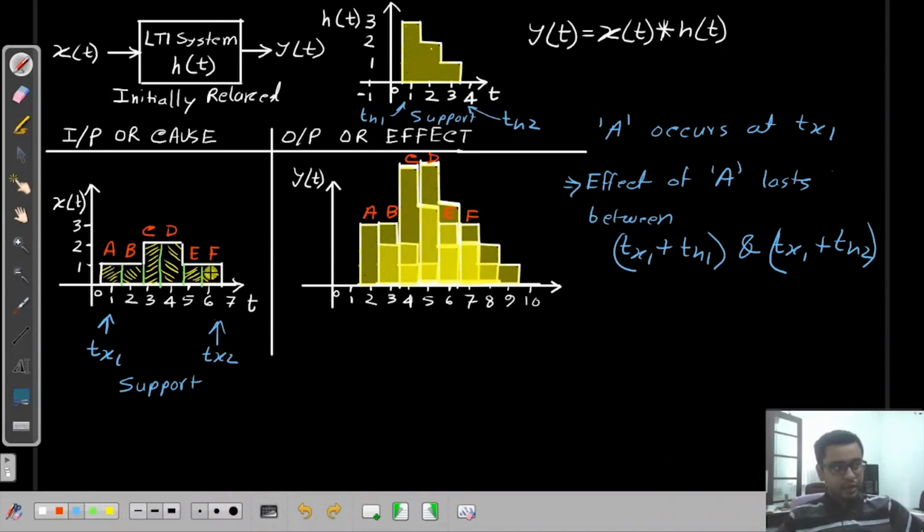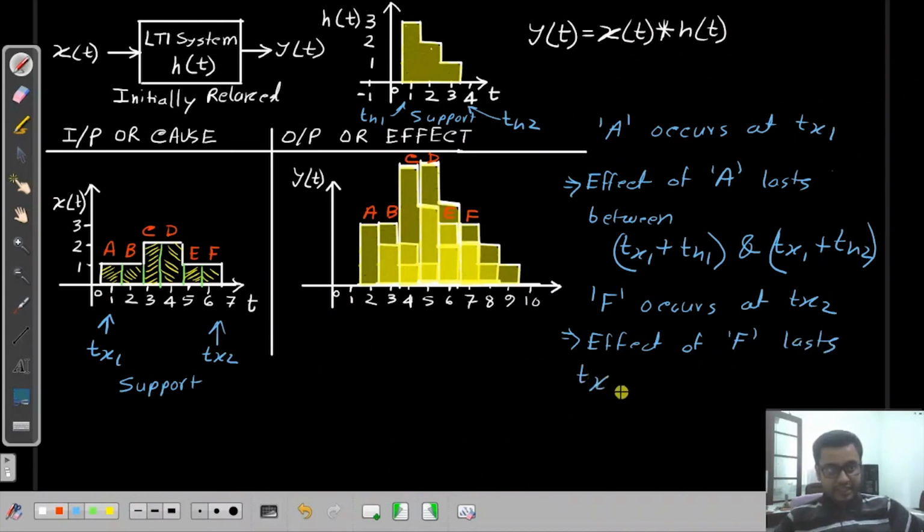Similarly, let us now consider the extreme end of this signal. It occurs at tx2, and therefore the effect of it lasts from tx2 plus th1 up to tx2 plus th2.